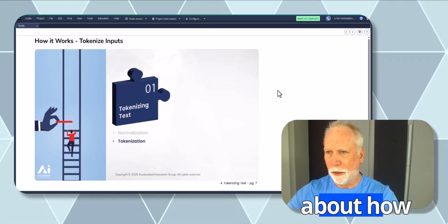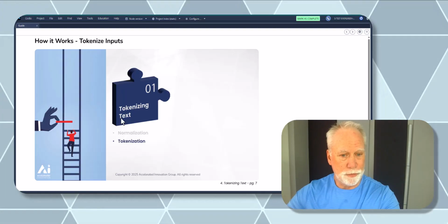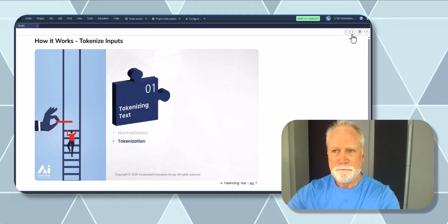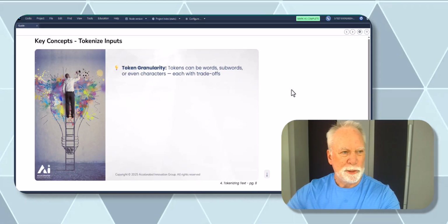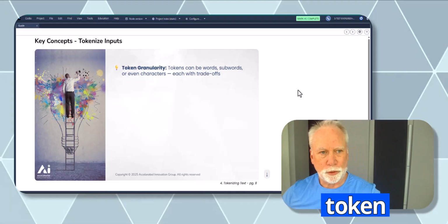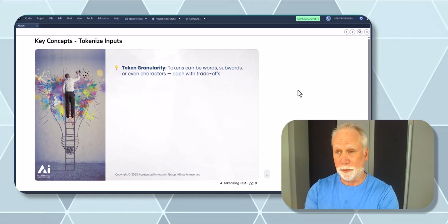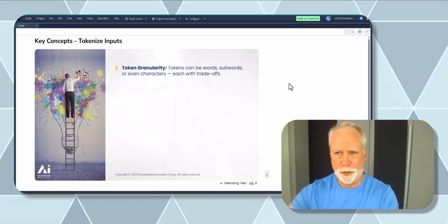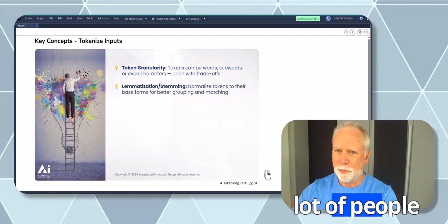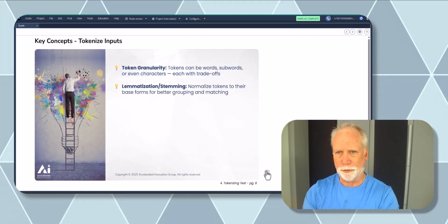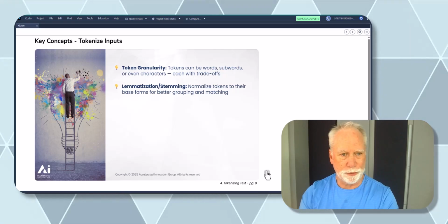So let's talk about tokenization, the inputs. Tokenized inputs, token granularity. Tokens can be words, subwords, like I mentioned, or even characters. And of course, each has its trade-offs. Not a lot of people are using character tokenization, by the way. I would avoid it unless you need to.